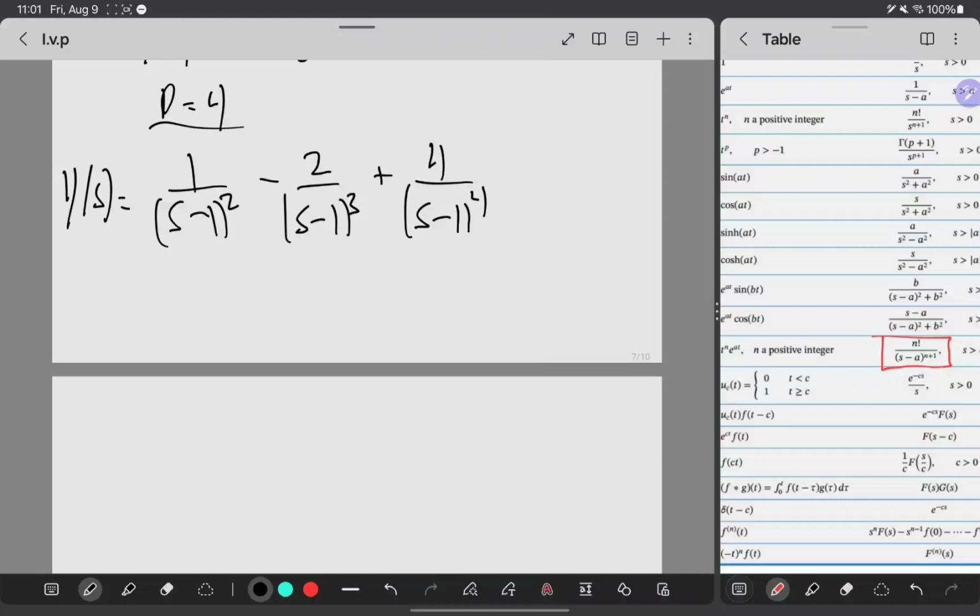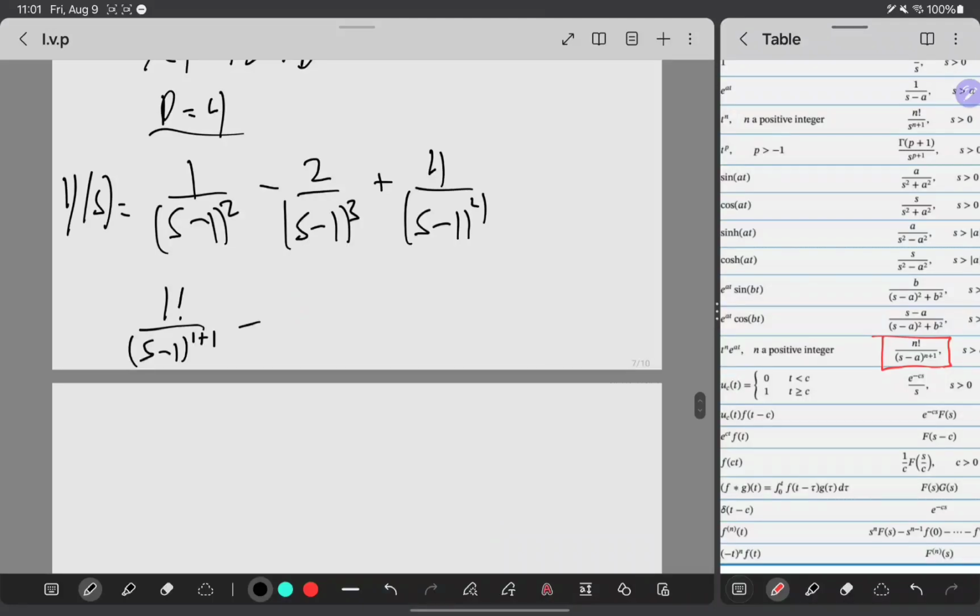n factorial, yeah, 1 factorial, s minus 1 times 1 plus 1. Beautiful. Minus 2 factorial 2. Yeah. Okay. No, it's not, it's 4. It's 2 factorial 2. Let me check that. Hold on. 2 factorial is 2.